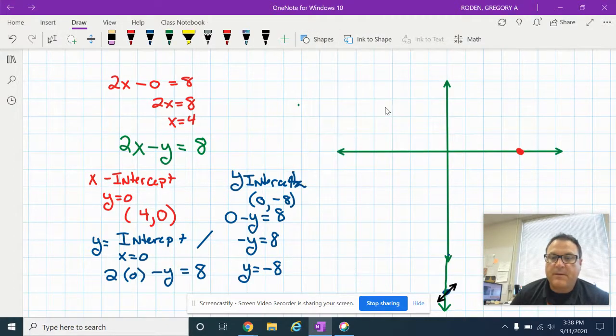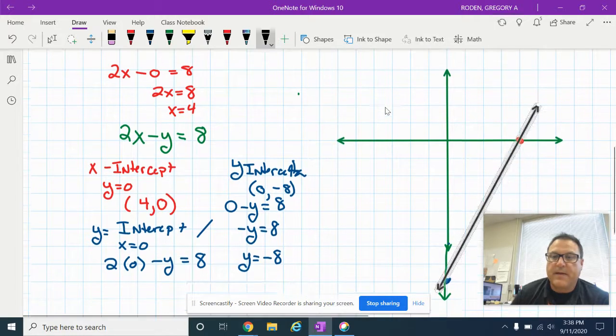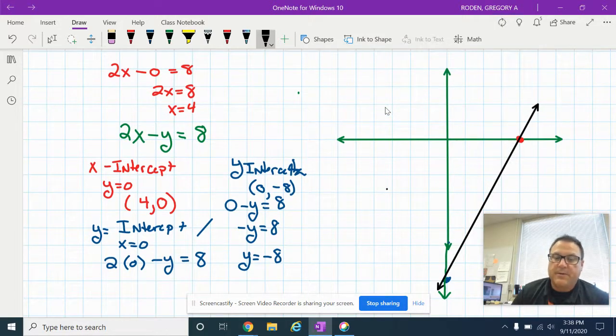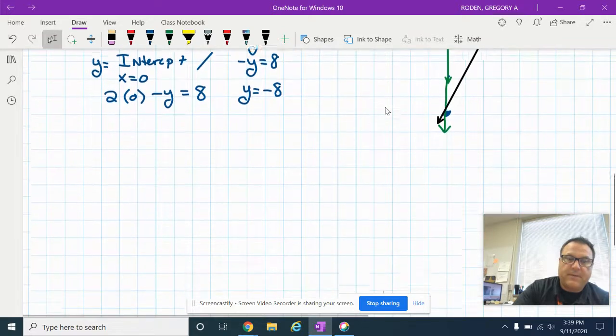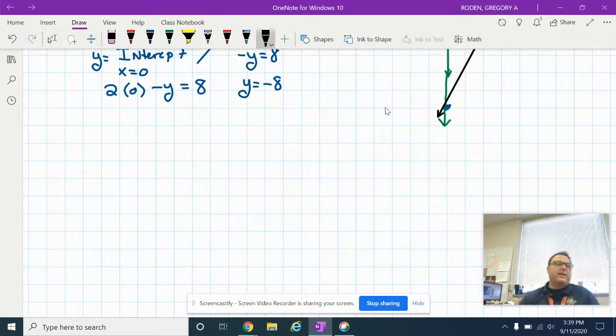And we can see that our line is going to look something like that. And there's our equation using the intercepts and standard form. All right, now let's take a look at another form. The next form we can look at is, how about slope-intercept form? Slope-intercept form is a nice way to go in between.